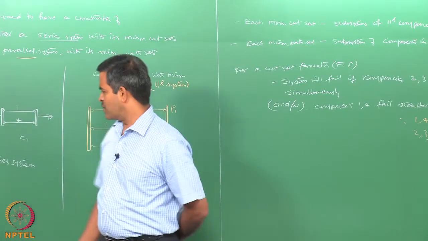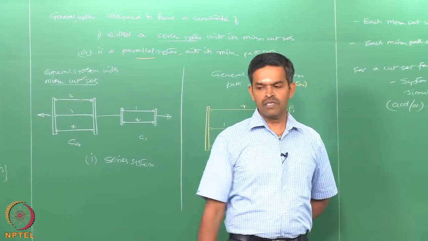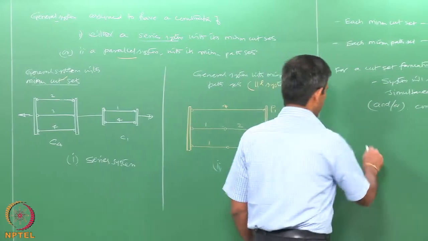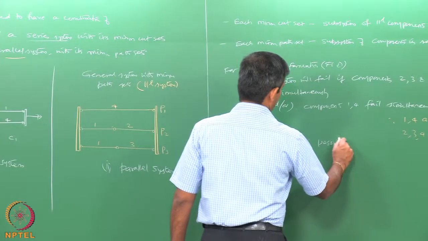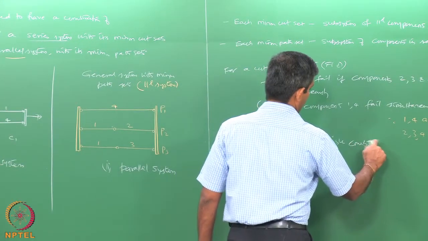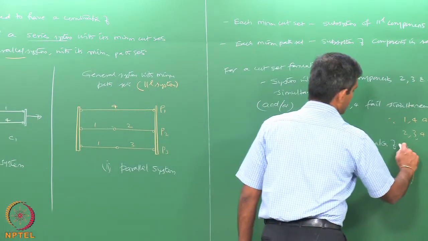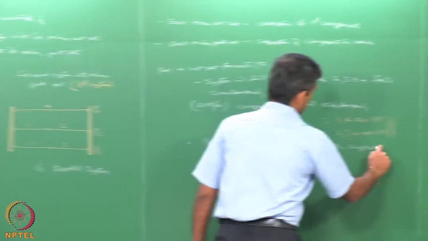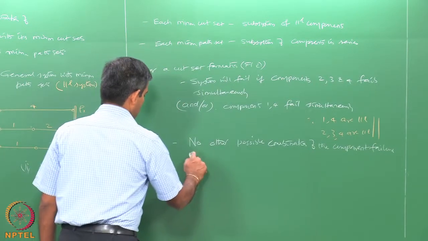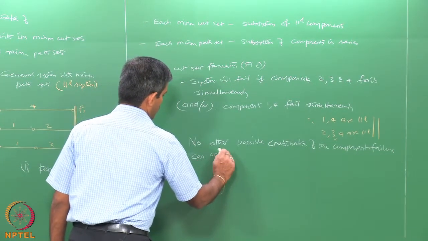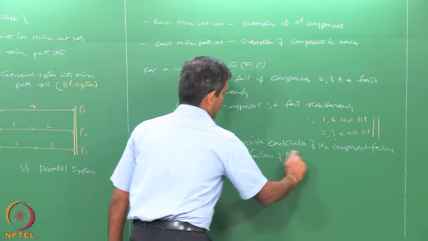If you carefully look at this figure and this combination, you can always say no other possible combination of component failure exists, is it not? So, I can say no other possible combination of the components failure, is it not, can constitute failure of the system, correct?